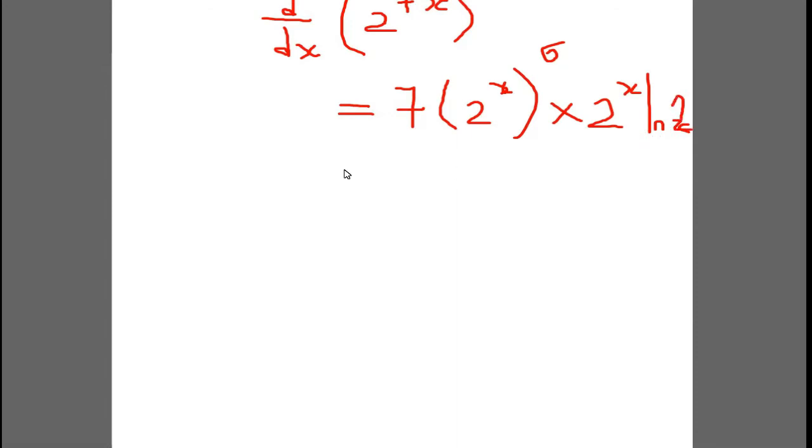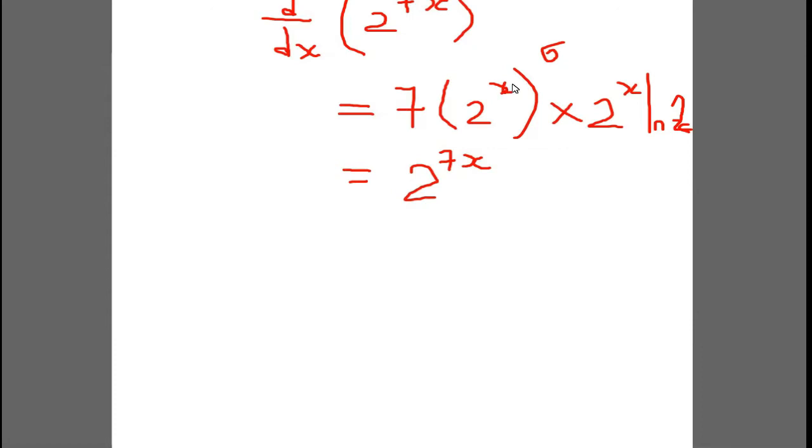All right. Now, 2 to the x times this 2 to the x raised to the 6th power is just 2 to the 7x. So all in all, this works out to be 2 to the 7x. Now pay attention. This is 2 to the 7x because 2 to the x raised to the 6th power times 2 to the x is 2 to the 7x.